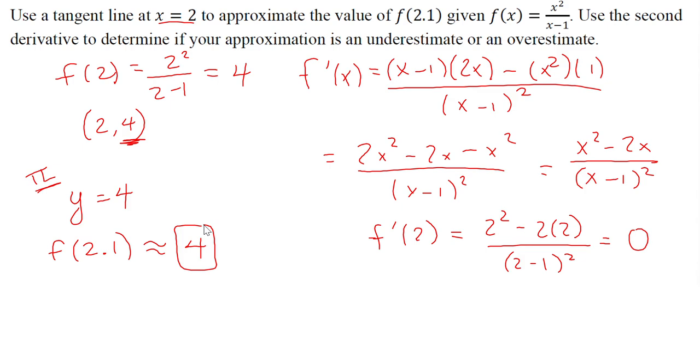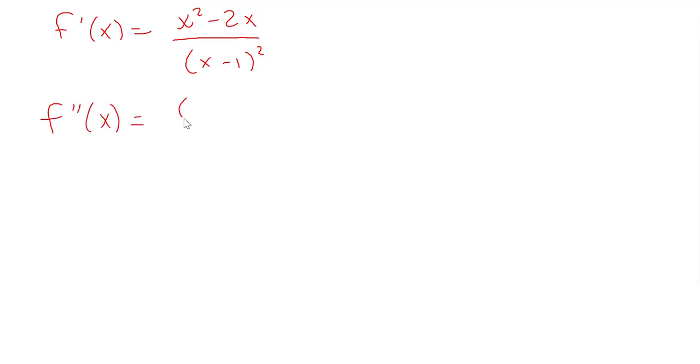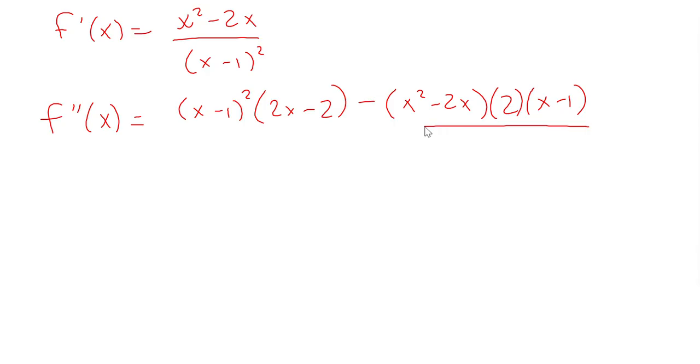So our first derivative was x squared minus 2x over x minus 1 squared. So in order to find the second derivative, we'll just use the quotient rule to find the derivative of that. So that'll be x minus 1 squared times the derivative of x squared minus 2x, which is 2x minus 2. And then minus x squared minus 2x times the derivative of x minus 1 squared, which is 2 times x minus 1. All over now x minus 1 to the 4th power.